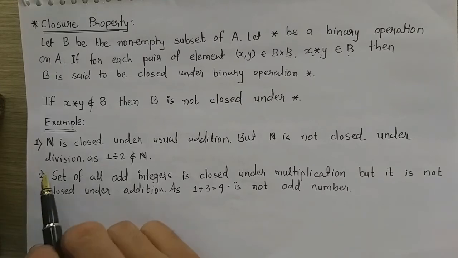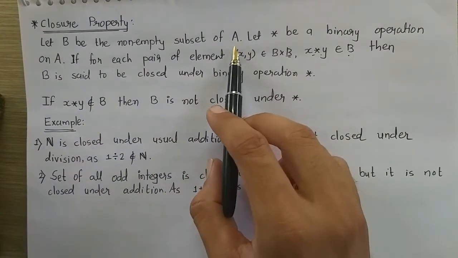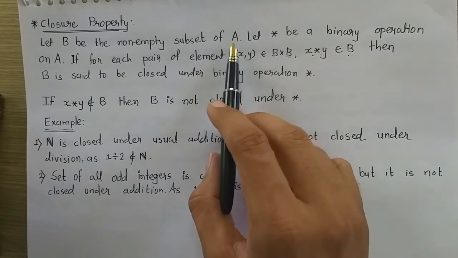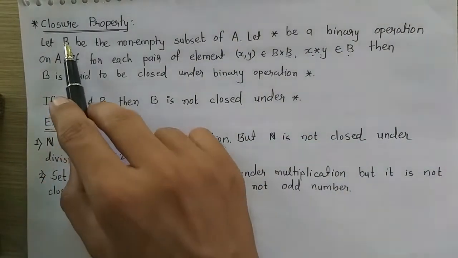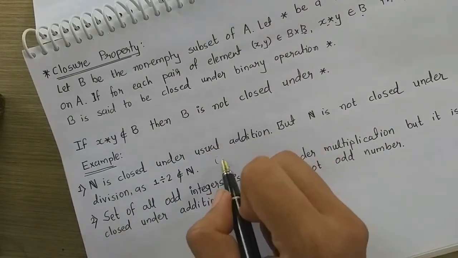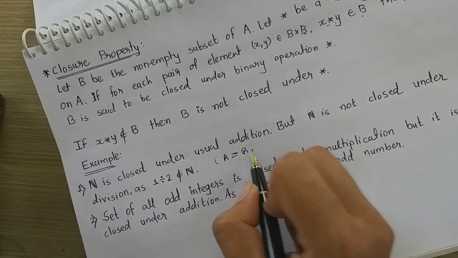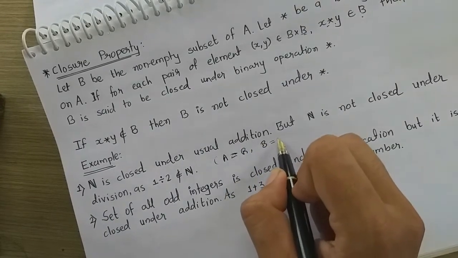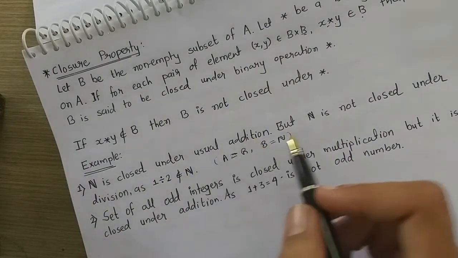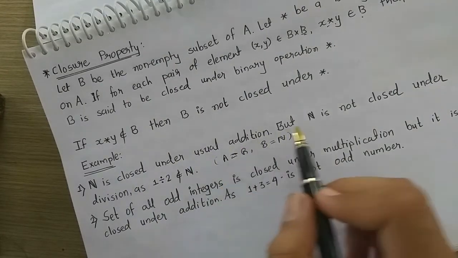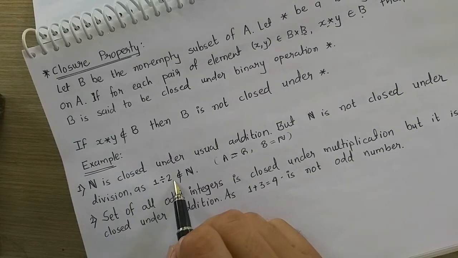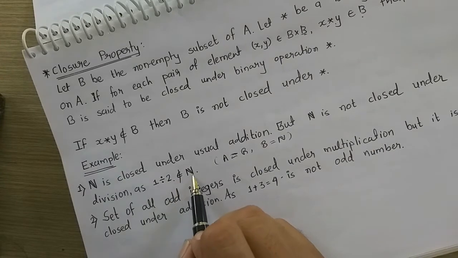So here is the first example. If we consider A as the set of all real numbers R, and B is equal to N, then N is closed under usual addition, but N is not closed under division, as 1 divided by 2, that means 1/2, does not belong to N.